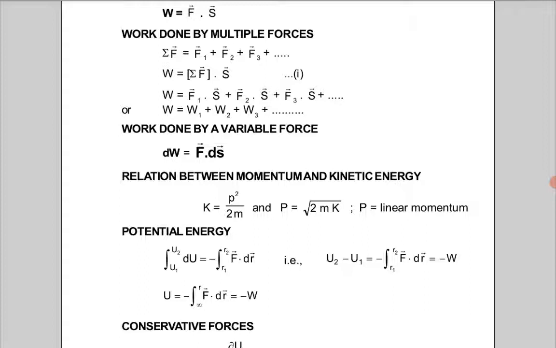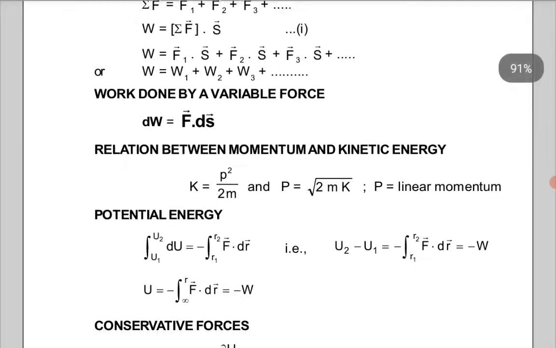Work done by a variable force, dW equals F dot ds. Relation between momentum and kinetic energy. Kinetic energy equals p square by 2m. p is the linear momentum, m is the mass, and K is the kinetic energy. p equals under root 2m into kinetic energy.